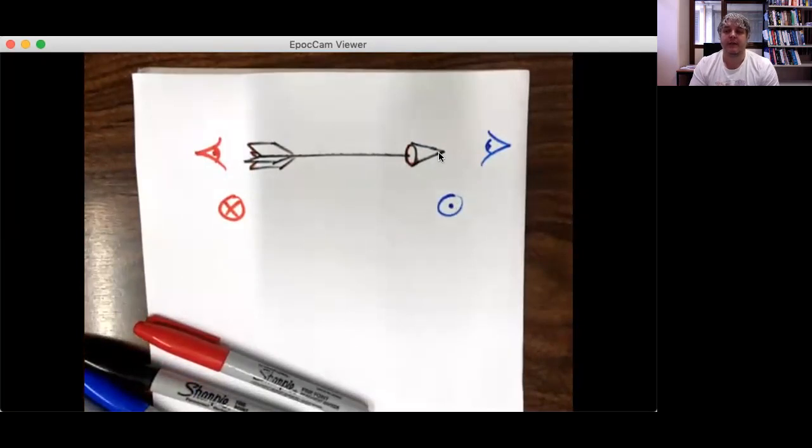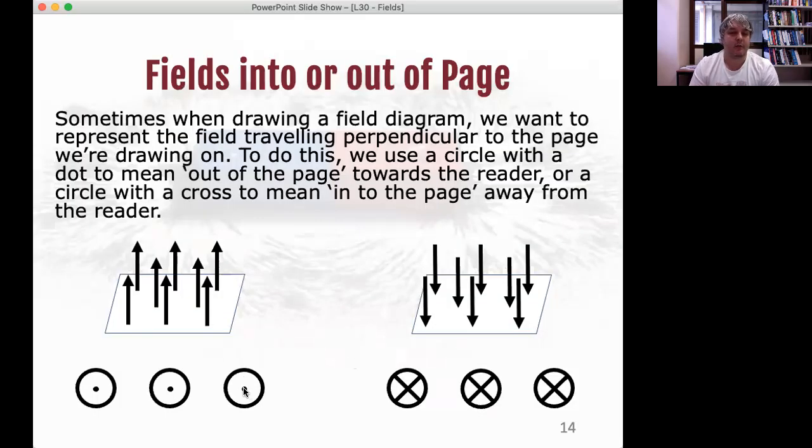The circle with the point means it's coming towards you. It's the tip of the arrow. The circle with the cross, you're looking at the arrow from behind. It must be going away from you. I still use that, right? Obviously it doesn't take me long, and I still look at it and I go, yeah, that's coming towards me, but I'm still subconsciously just going, that's a tip, that's the point coming towards me, right? So that is a useful way to remember which way these field lines are going.